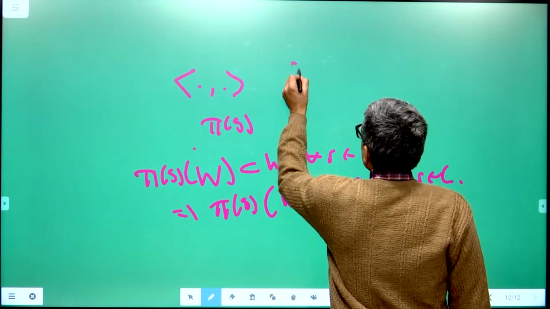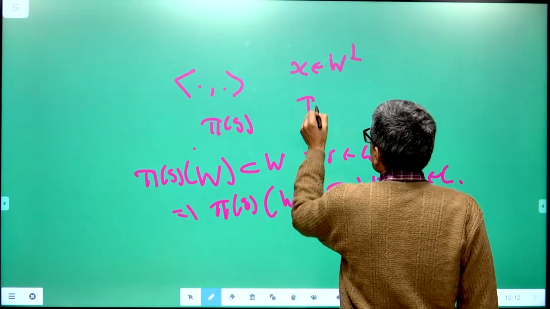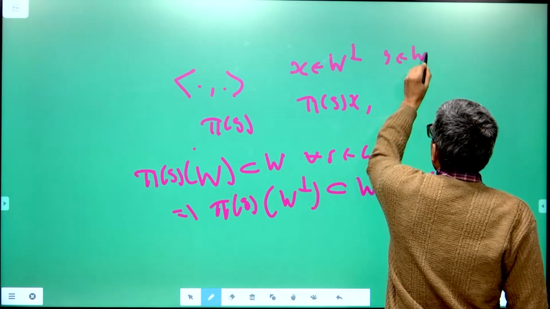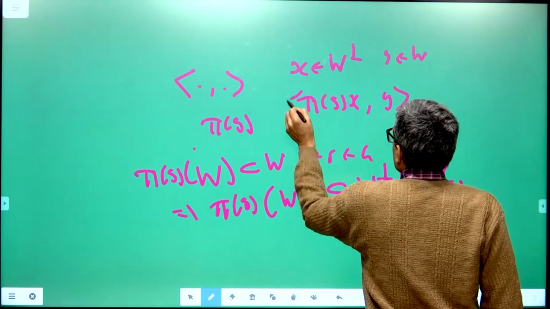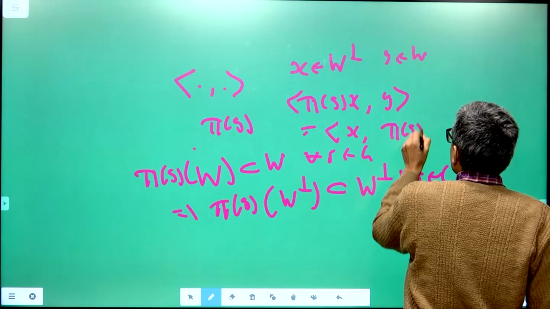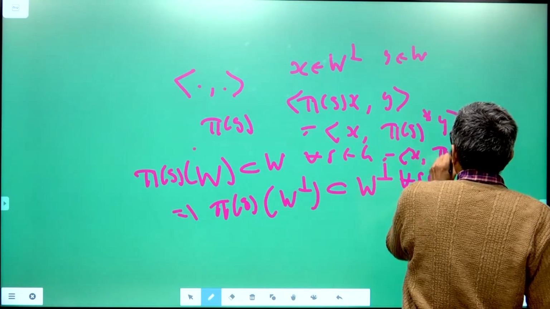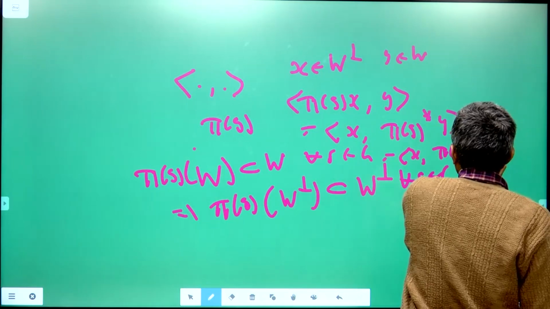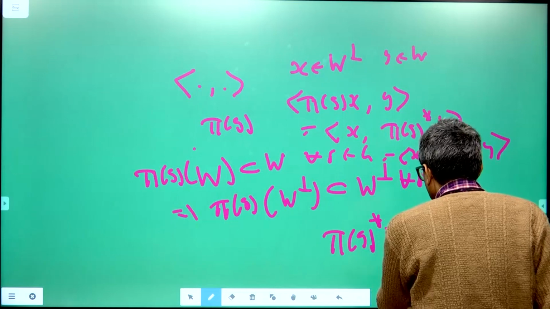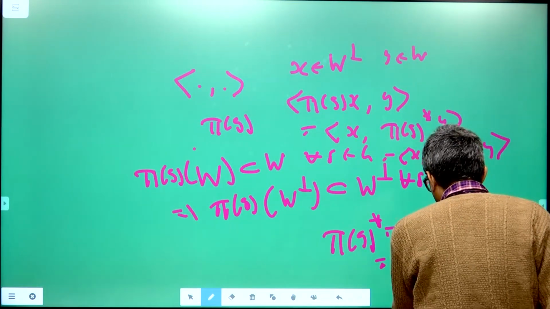Why is that so? Choose any x contained in W perpendicular. Then what do you have to show? You have to show that pi g x is also in W perpendicular. So let y belong to W. You have to show that this is equal to 0. But what is this? This is nothing but, by the unitary property, pi g star y, which is equal to x comma pi g inverse y, because for a unitary representation, pi g star is pi g inverse, and pi g inverse will be pi of g inverse by the homomorphism property.